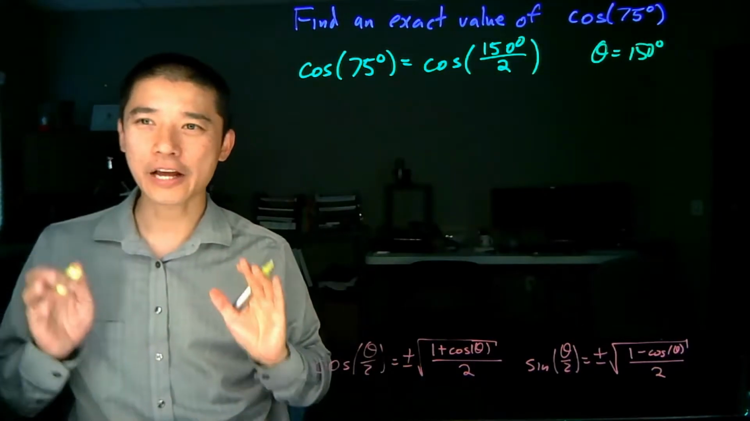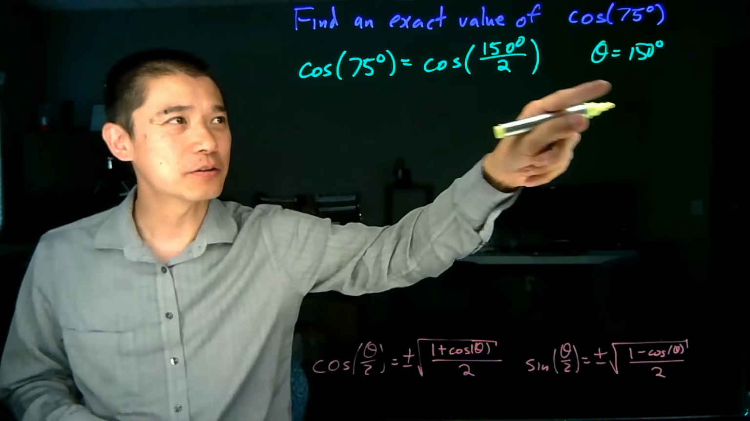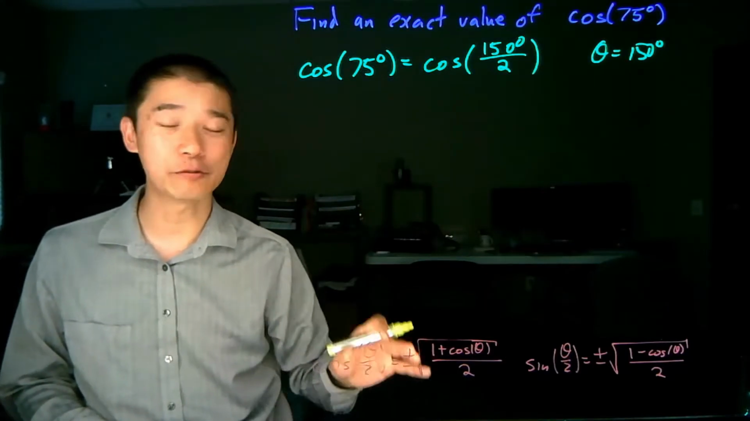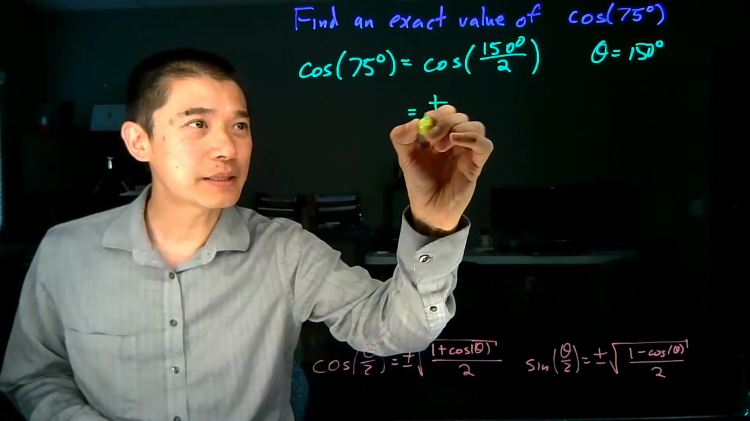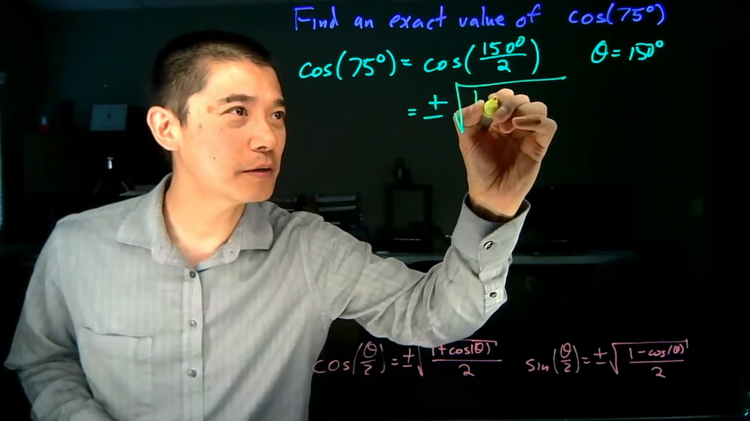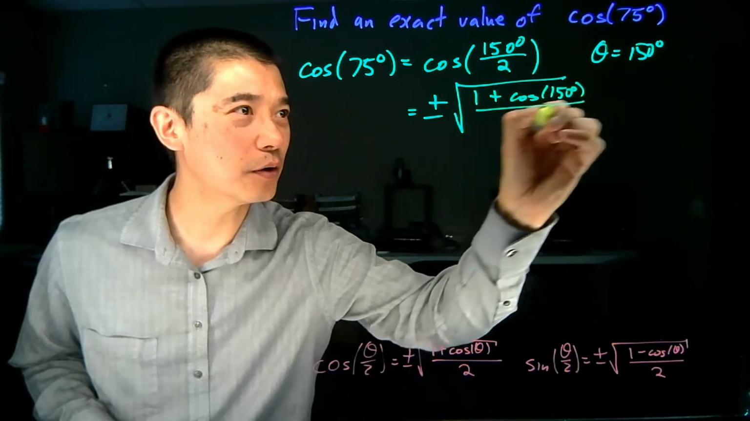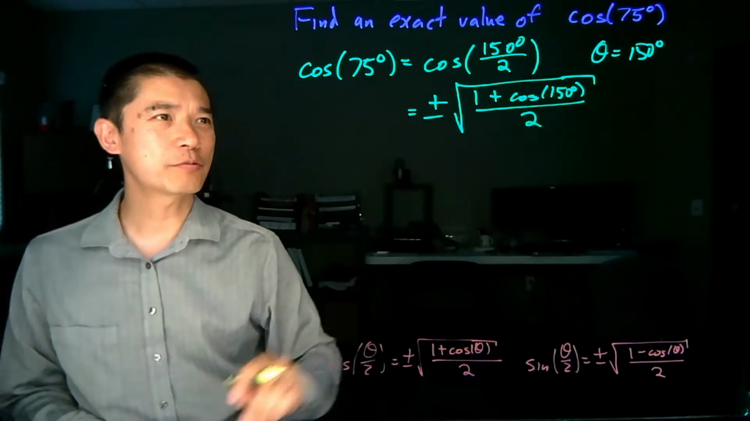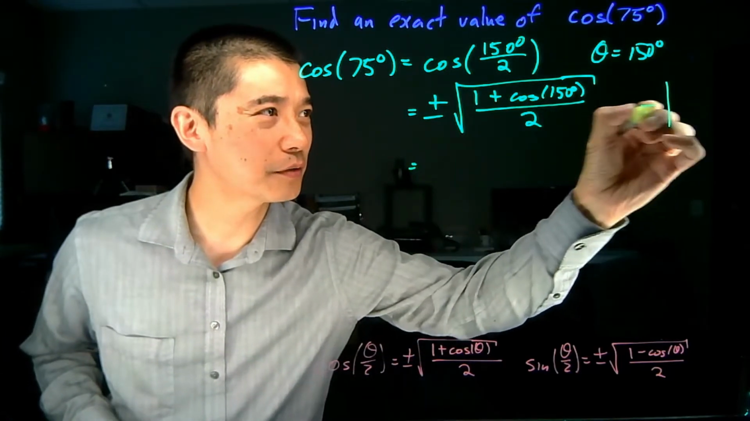And this throws a lot of students off that are in the mindset of just plugging stuff into formulas without thinking. So take a moment and really think about this to make sure you understand why the theta is 150 degrees and not 75 degrees. Once we get that, we have plus or minus the square root of 1 plus cosine of 150 degrees all over 2. We'll go ahead and calculate the part under the square root first and then figure out the plus or minus later. So 150 degrees.